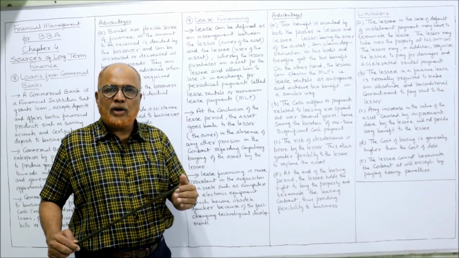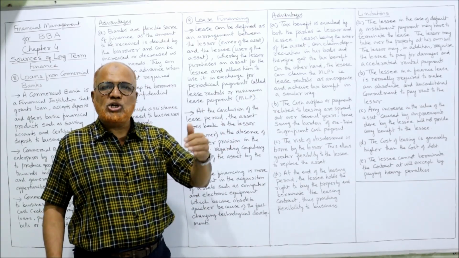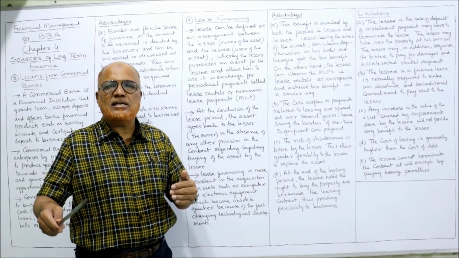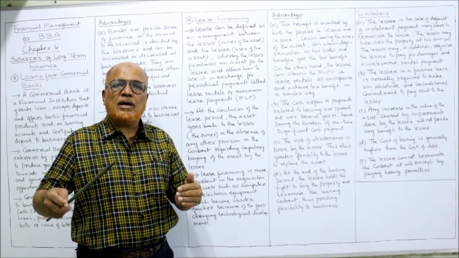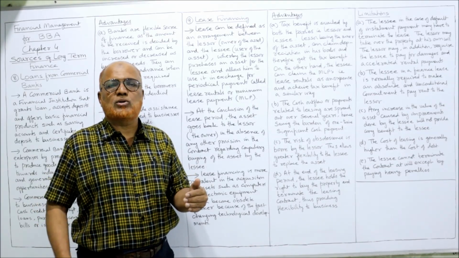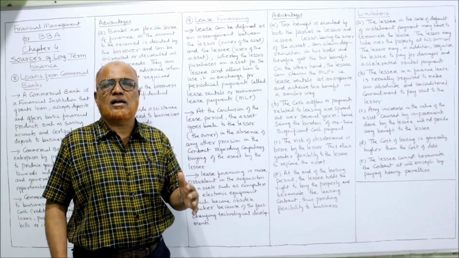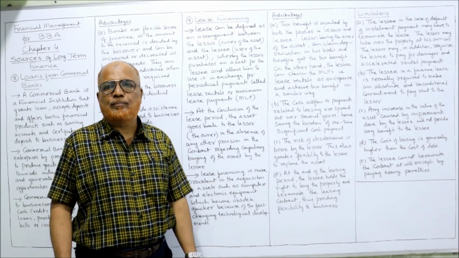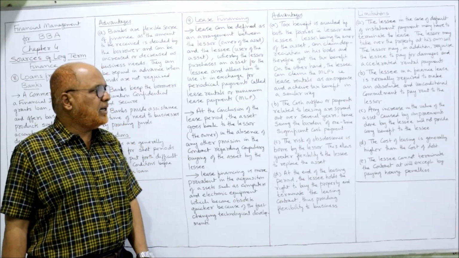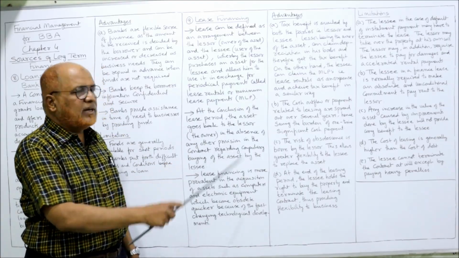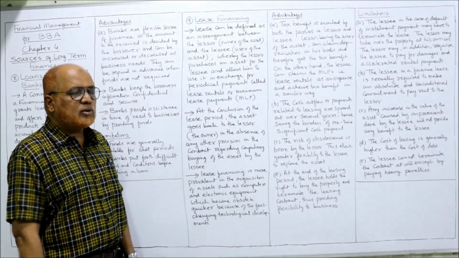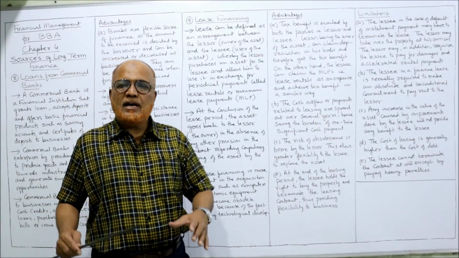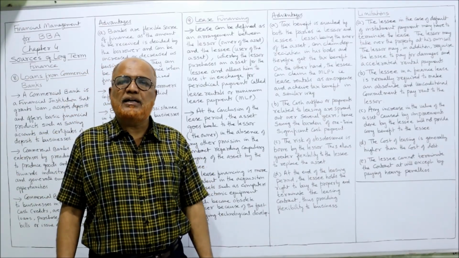So from the lessor's point of view, the lessor is purchasing the asset and giving it to the lessee. The lessee has to make periodical payment called lease rental to the lessor. That arrangement is called lease. At the conclusion of the lease period, the asset goes back to the lessor. That means suppose the lease period is, let it be 10 years.